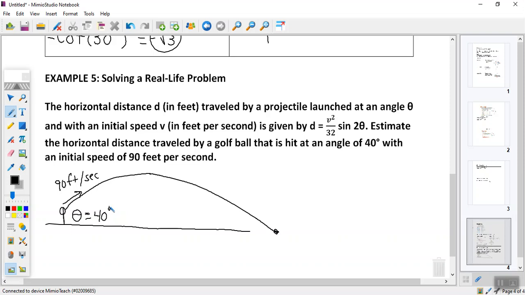It says in this right here, you know it's hit 90 feet per second at what angle? 20 degrees. Okay, it's going to travel out here a certain distance d. I don't know what that d is. Okay, but we do know that d is given by what formula here, kids? v squared over 32 times the sine of. We're going to use that formula to estimate the horizontal distance, how far it traveled from the tee to where it landed, by that golf ball that's hit with an angle of how many degrees? 40 degrees at an initial speed of what?